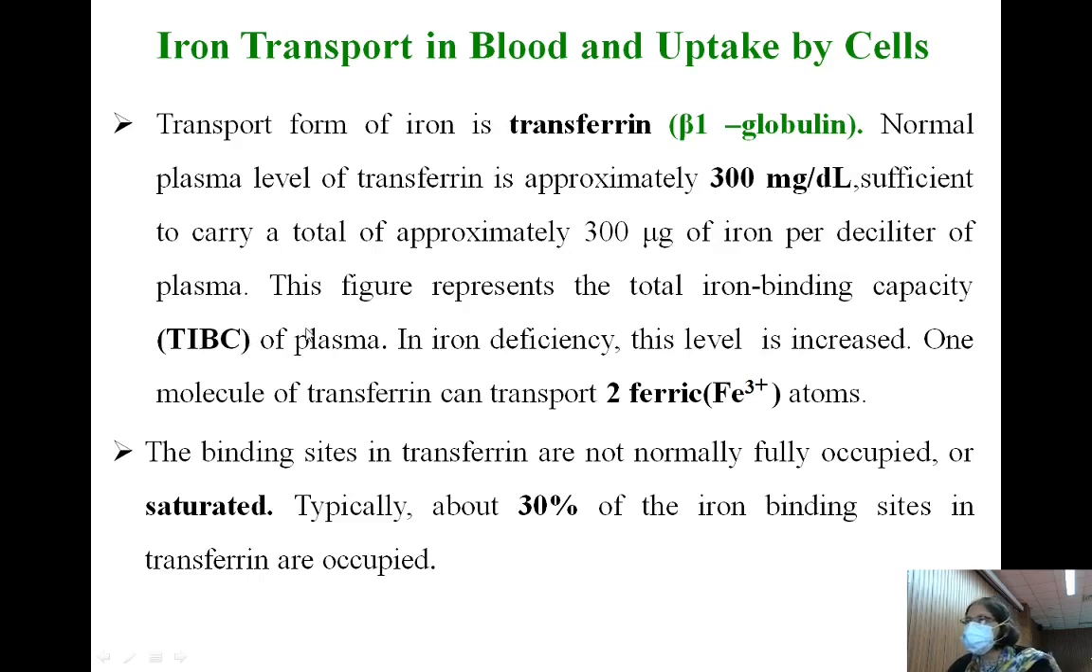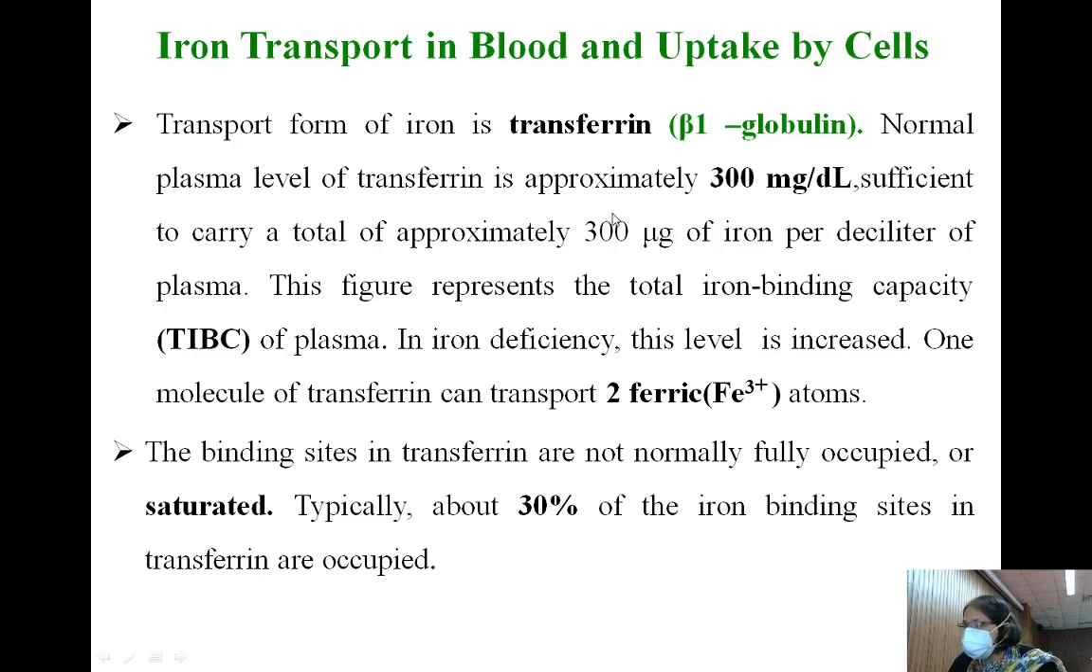Okay, indirectly, what is the meaning? Out of the 300 milligram per dl transferrin, the whole amount is not available. All the transferrin is not available to combine with iron, isn't it? Only a fraction of the transferrin is responsible to carry, or to combine with, the iron, isn't it?